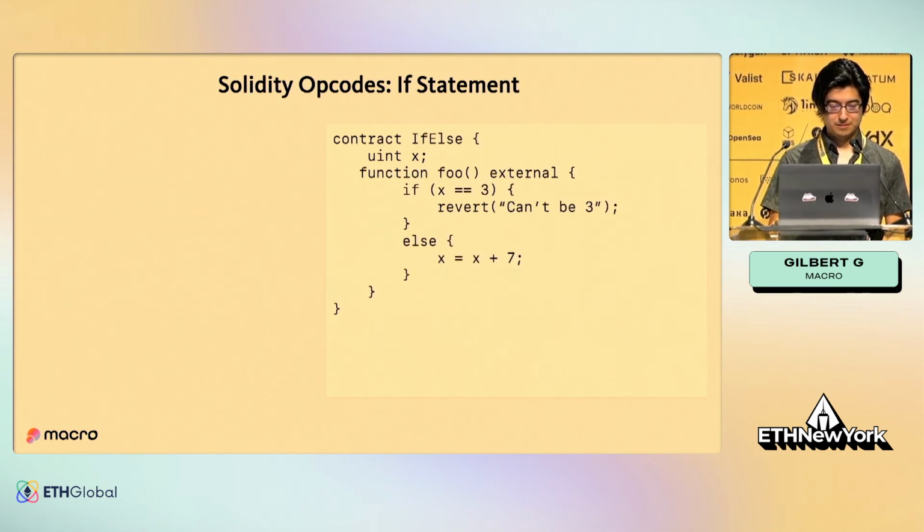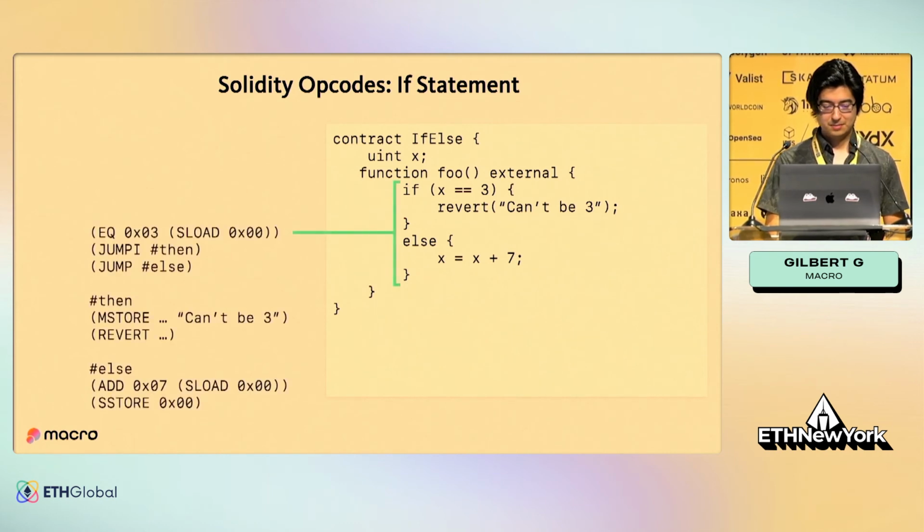All right, we have just a few left. An if statement. If statements are a little bit more advanced, but still not difficult. So this first line of trim we have over here, we are seeing if X is equal to 3. So we sload 0 for X. Then we use the EQ opcode to compare it to 3. And jump I will jump if the top value of the stack is not 0. So if they're equal, then it's going to be a 1. Otherwise, it'll be a 0. And if it is a 1, then we jump to the then label, which will revert.